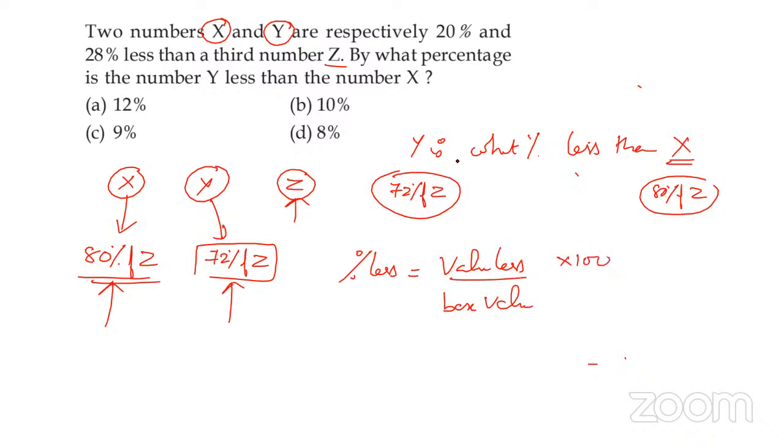So what is the value less here? Y is what percentage less than X? So 72% of Z and 80% of Z. So what's the difference here? It's nothing but 8% of Z is the difference, right?